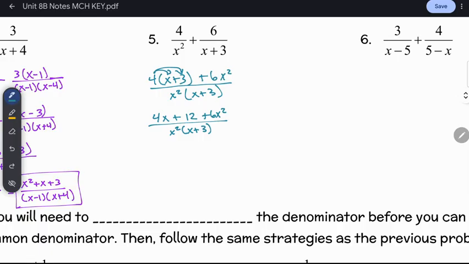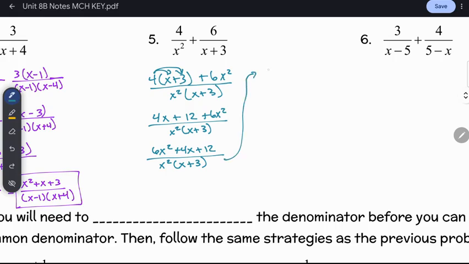Now we might have some things we can cancel, and honestly, I don't really love the way this is looking. I like to have things in order. So let's just rewrite it in order. So we're going to have 6x squared plus 4x plus 12 over x squared times x plus 3. Now I want to factor this numerator. First thing that I am going to look for is a GCF. And I notice that I've got 6, 4, 12. Those are all divisible by 2. So I can factor out a 2 and then see if what's left can also be factored.